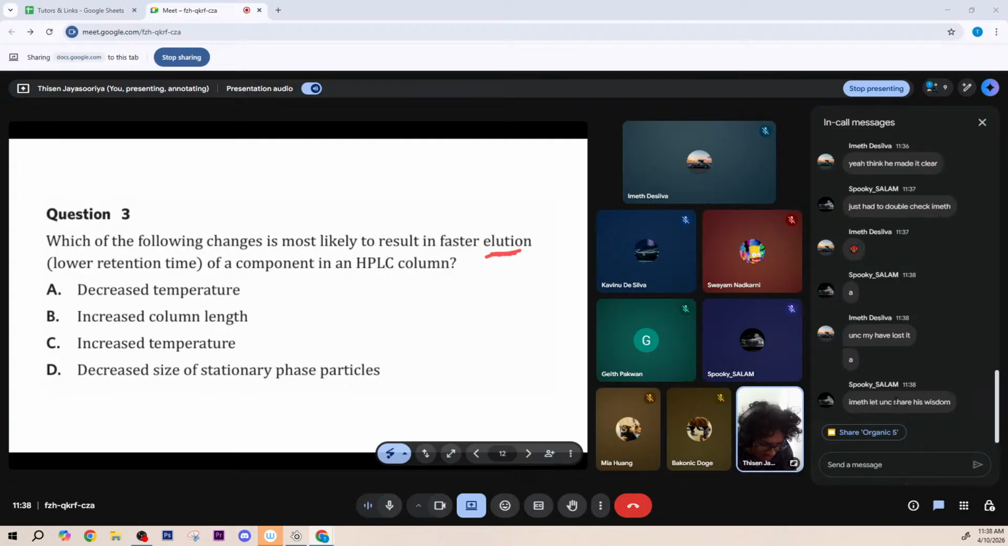Anyone else got any answers? Because if we have Emeth, let Unk share his wisdom. I'm just going to be known as Unk forever. I'm not that old, guys.